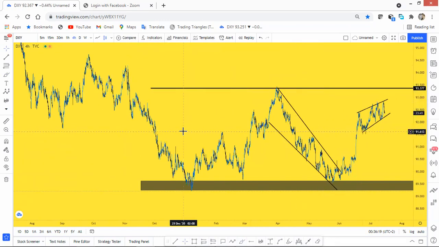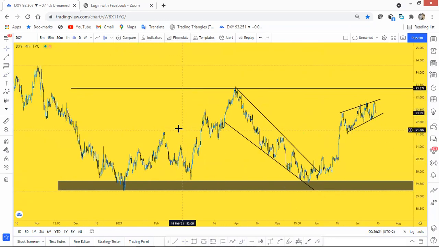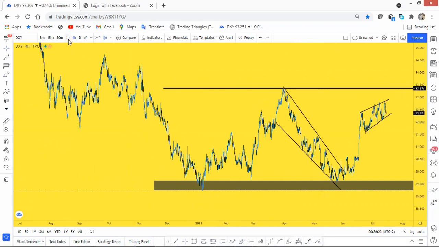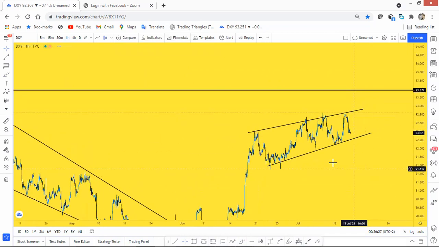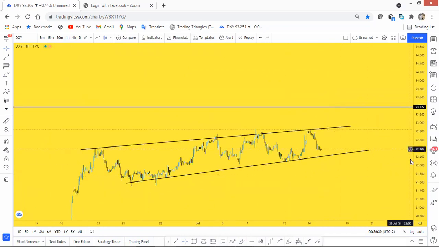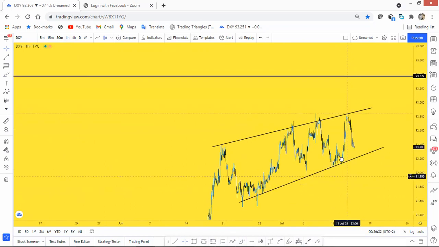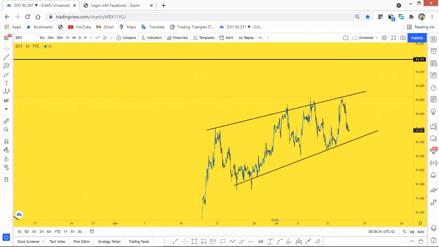So that's about it. I did not have to go to the lower time frame, to the hour, to determine what's going on. So on an hour time frame, because I know I'm looking for sells, two rules of thumb: buy low, sell high.